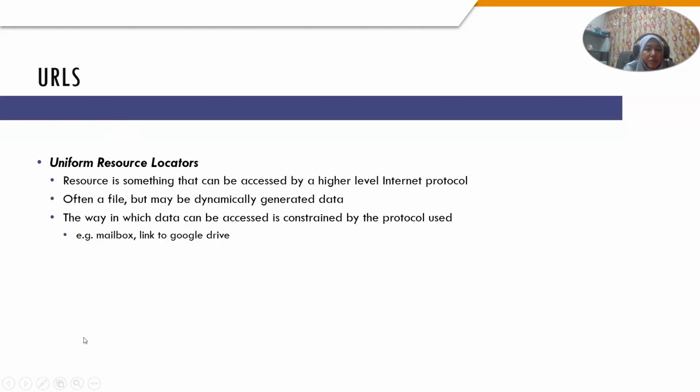Next. URLs. When we talk about websites, class, you need to know what a URL is. URL is the uniform resource locator. A resource is something that can be accessed by a higher level internet protocol, often a file, but may be dynamically generated data. The way in which data can be accessed is constrained by the protocol used. In layman's terms, a URL is the address of the website or the address of the content that you want to get from the server.